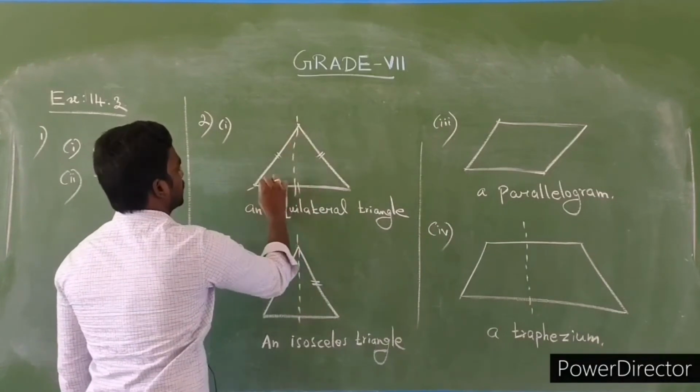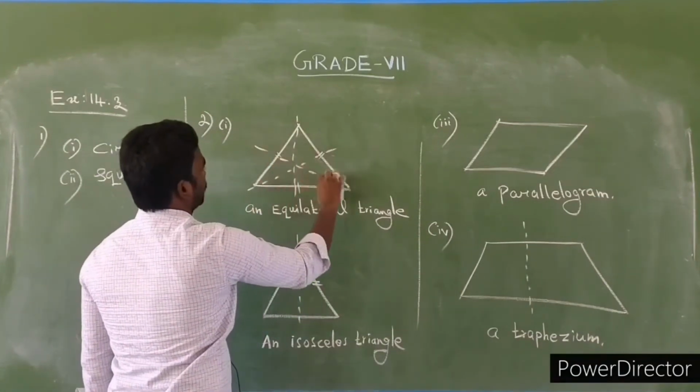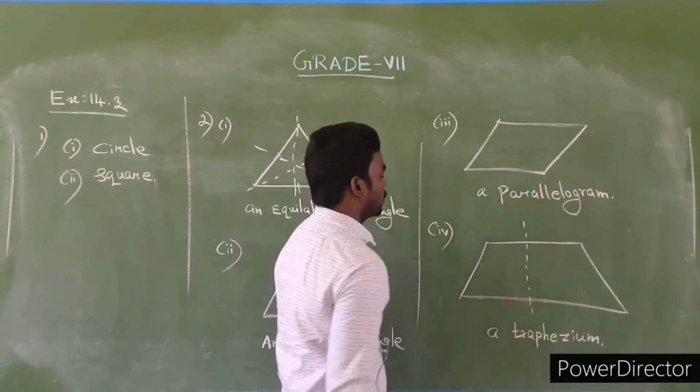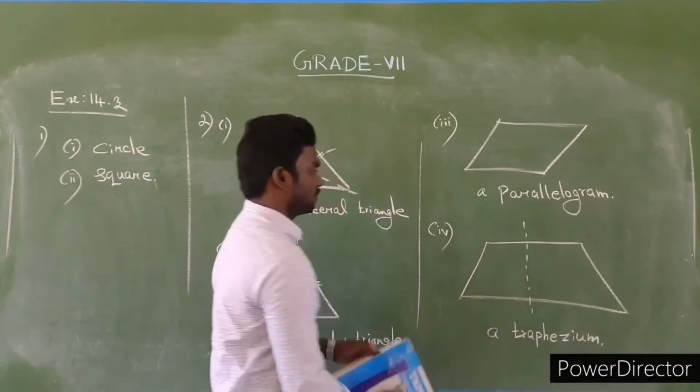The first answer is an equilateral triangle. The second answer is an isosceles triangle. The third answer is a parallelogram, and the fourth answer, what is that? A trapezium.